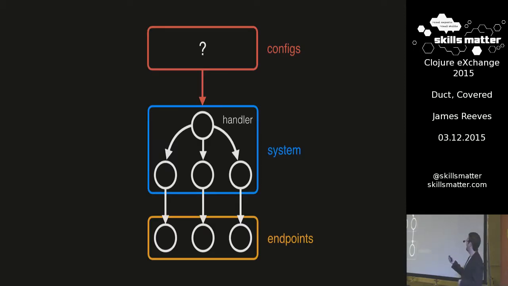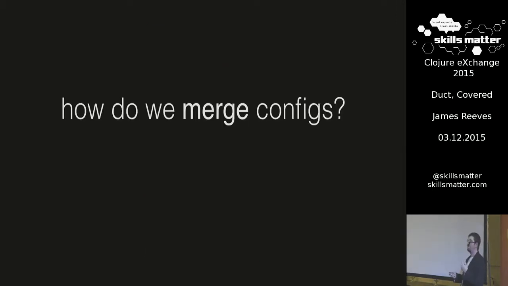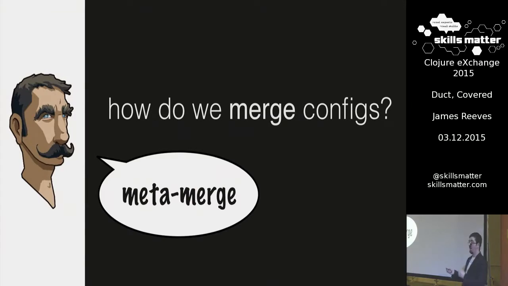So we have something here for our configurations, and we can have multiple configurations. So we can have a default configuration and a configuration from the environment. So we need some way of merging those configurations. We need some way of taking the default configuration, taking the configuration from the environment, taking the configuration from the network, and merging them all together somehow. And it turns out that there's already a solution for this. And Leiningen pops up and says the solution is meta-merge.